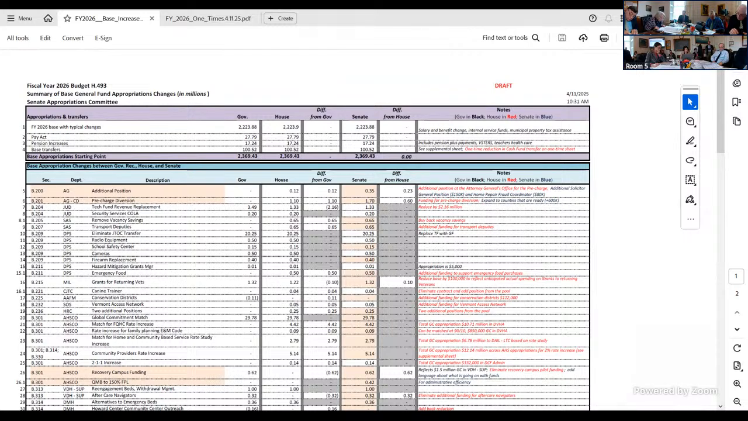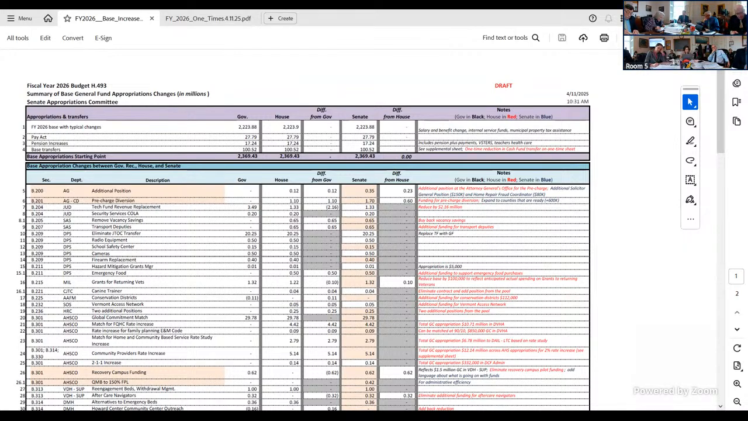Okay, so the next line is the reduction that the House did for grants for returning veterans. Amy, jump in if I get this wrong. We got a memo, an email from them, and I think the confusing thing is it doesn't have anything to do with returning vets, as far as I can tell. It says grants for returning vets, but it really is for the tuition program, because it's an anticipated need. I guess when they return, they'll go back to school.